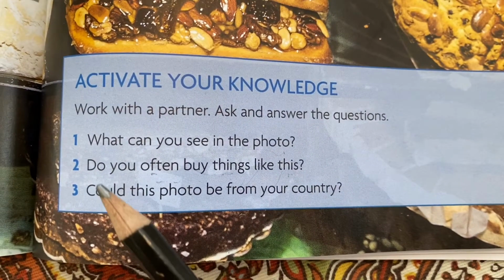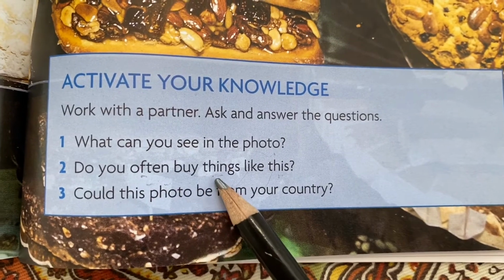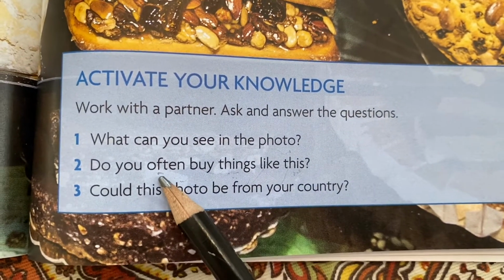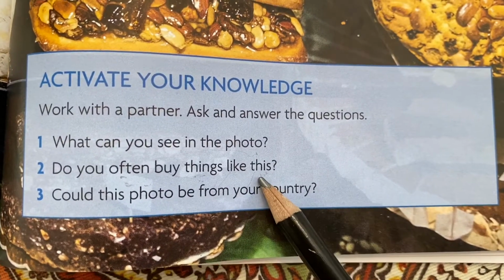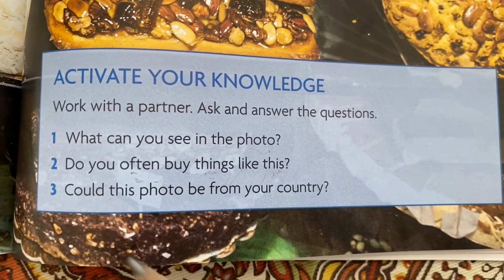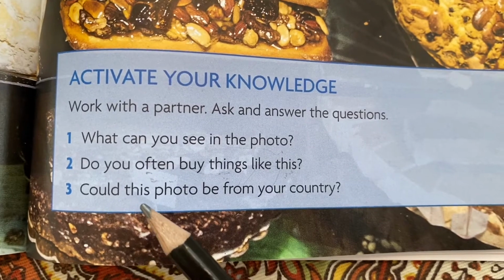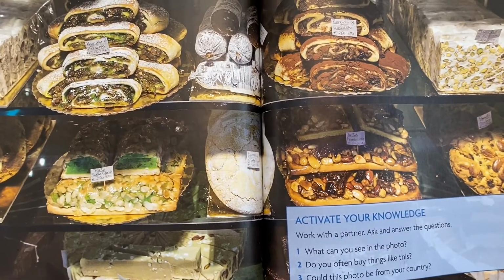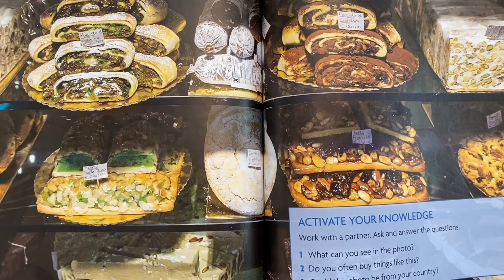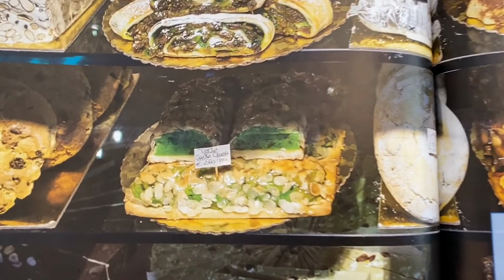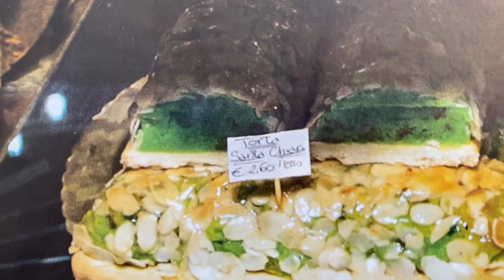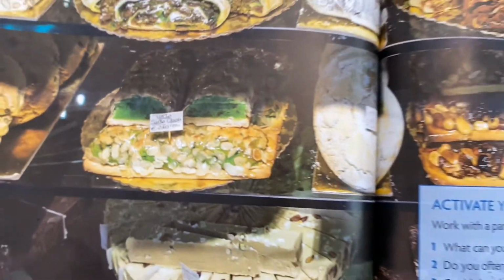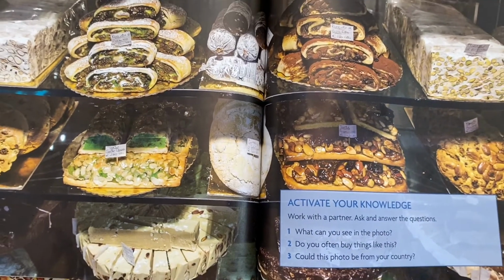Do you often buy things like this? Repeat after me. Do you often buy things like this? Once again. Do you often buy things like this? Good stress. And number 3, could this photo be from your country? I don't believe this photo is from my country, the United States of America, because it has some strange food that I'm not familiar with. It also has a currency symbol that is not an American dollar sign, and it looks like the writing is not in English.